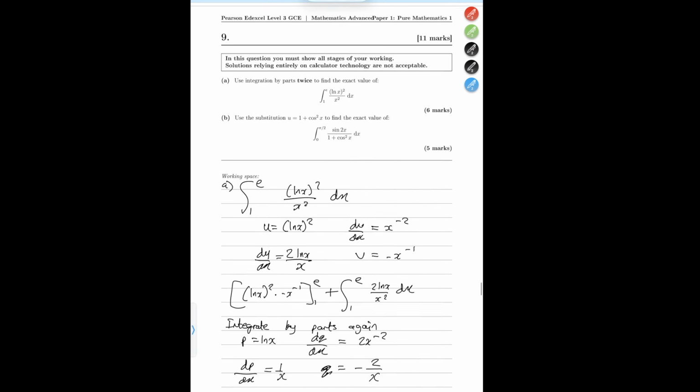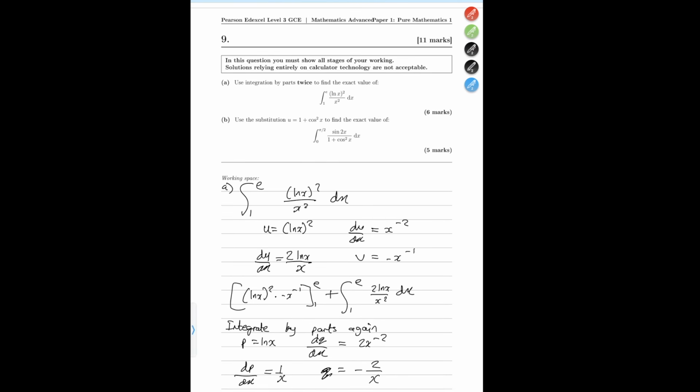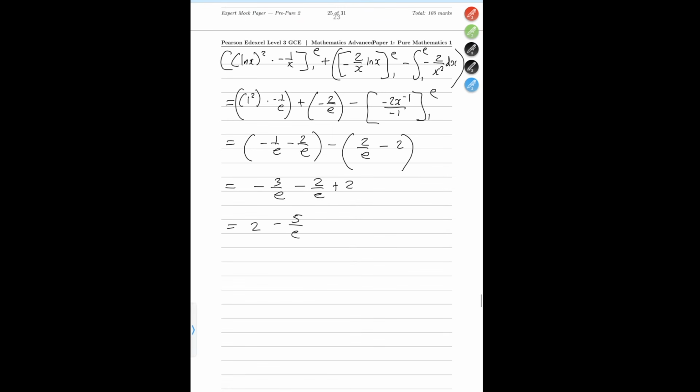And again, as a check, I will be doing this in my calculator just to make sure that I've got the right answer here. So between 1 and e of (ln x) squared over x squared, and that gives me roughly 0.1606. 2 minus 5 over e is 0.1606. So there is a good check to make sure that I've done my integral correctly.